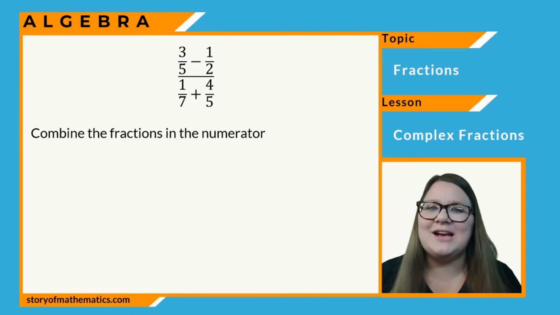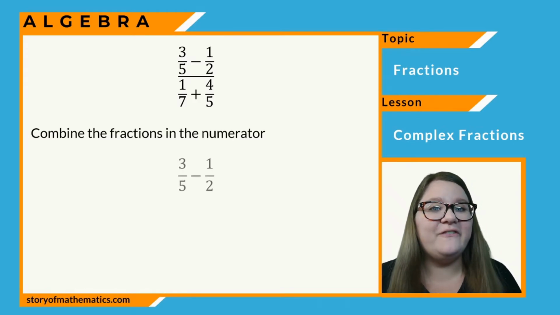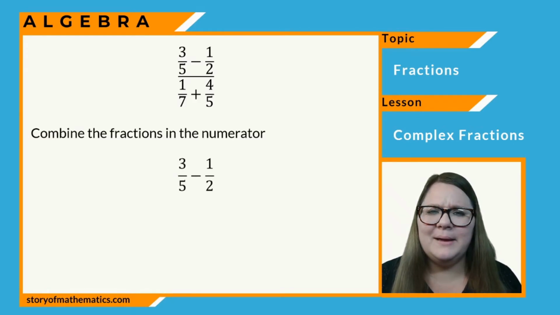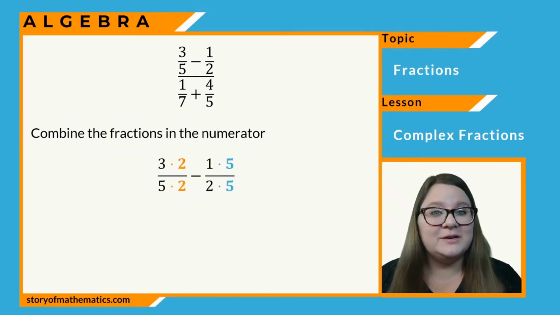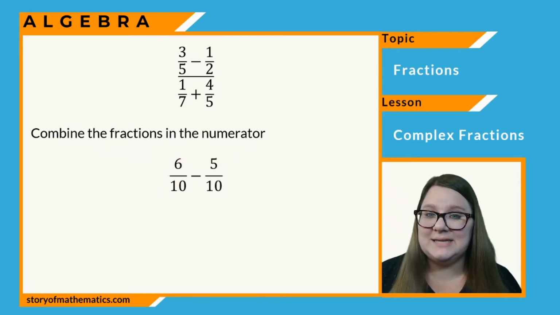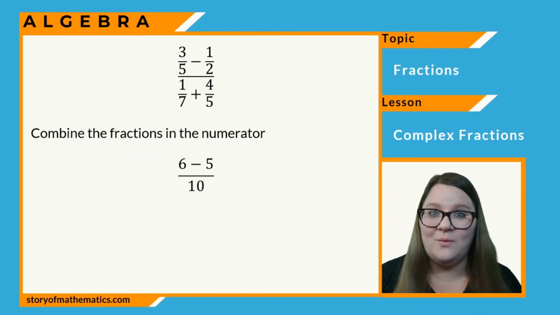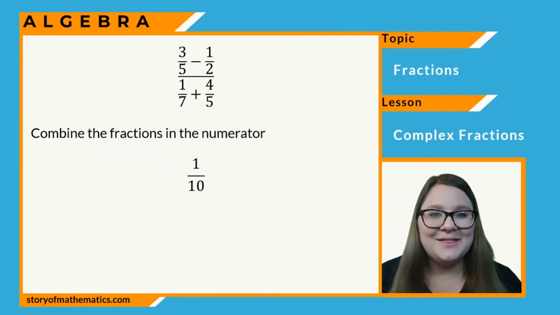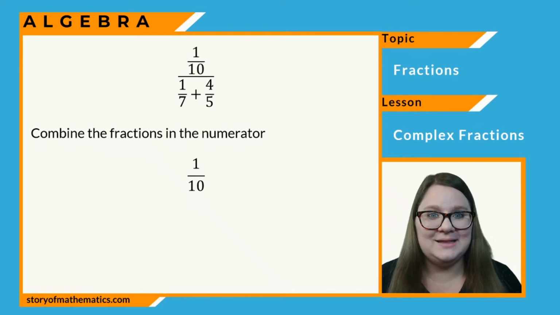So we'll combine the fractions in the numerator, 3/5 minus 1/2. But they don't have the same denominator, so I need to make them have the same denominator. So in this case, I'm going to multiply the first fraction by 2 on top and bottom, and the second fraction by 5 on top and bottom, so that they have the same denominator, 10. I'm going to now have 6/10 minus 5/10, which is 6 minus 5 over 10, or 1/10. Now that I've simplified the numerator, I can replace it with that 1/10.